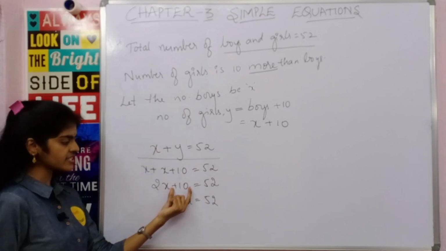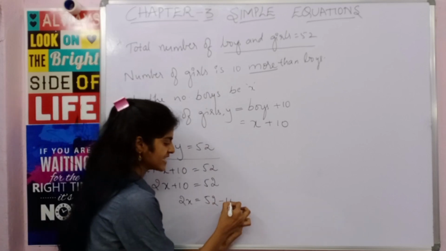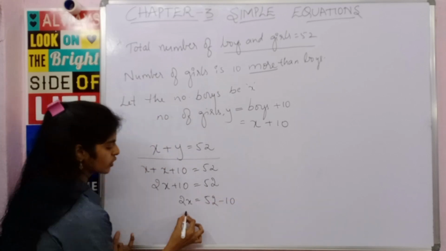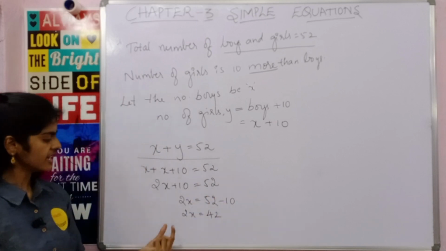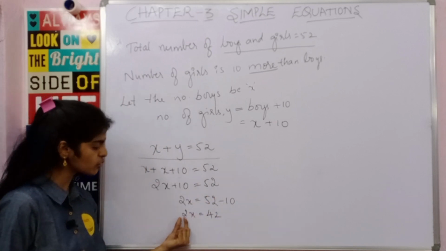Plus 10, when it is going to the other side, becomes minus 10. So 2x equal to 52 minus 10 is 42. Clear? Now you want the value of x. Here it is 2 into x.